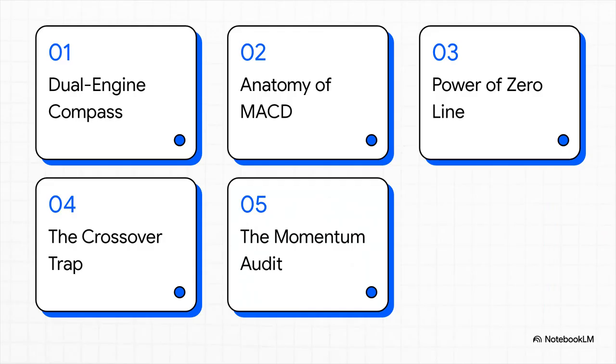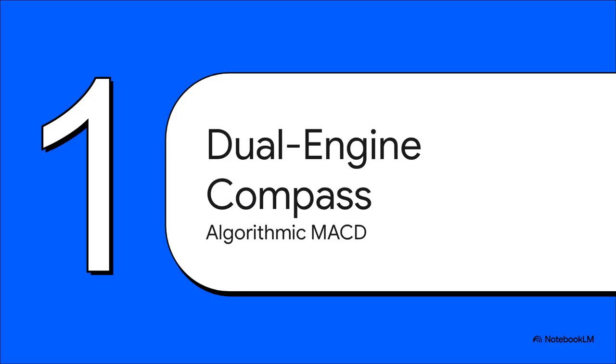Okay, here is our rigorous algorithmic roadmap for today. First up, the dual-engine compass. Second, the mathematical anatomy of MACD. Third, we hit the absolute core, the power of the zero line. Fourth, a massive cautionary lesson on the crossover trap. And finally, we'll wrap it all up with the momentum audit. Right, let's kick things off with Section 1, the dual-engine compass.